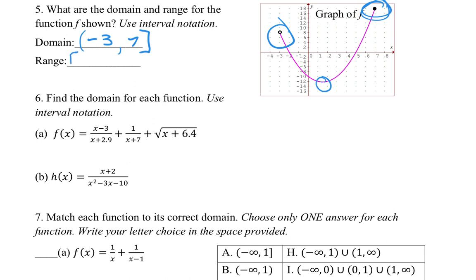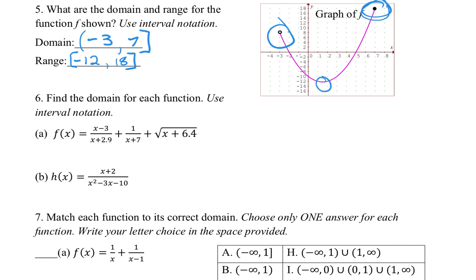And here, there are no holes to consider, so we will just say with square brackets that the range goes from -12 to 18. For number 6, we're finding the domain for each function, again, using interval notation.